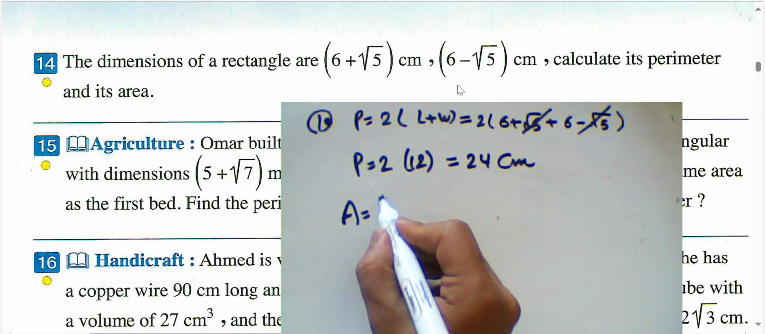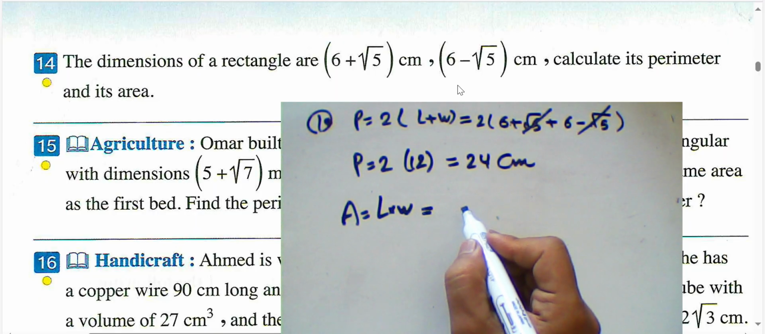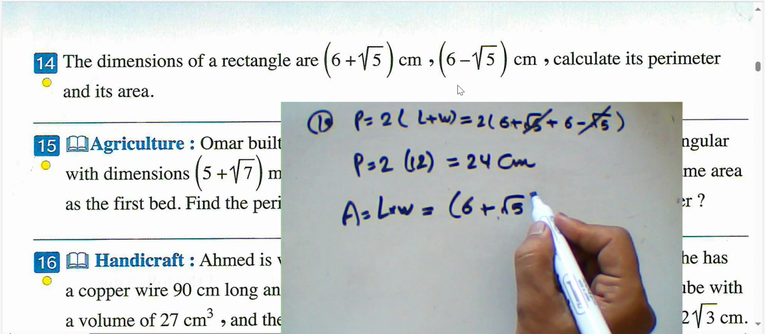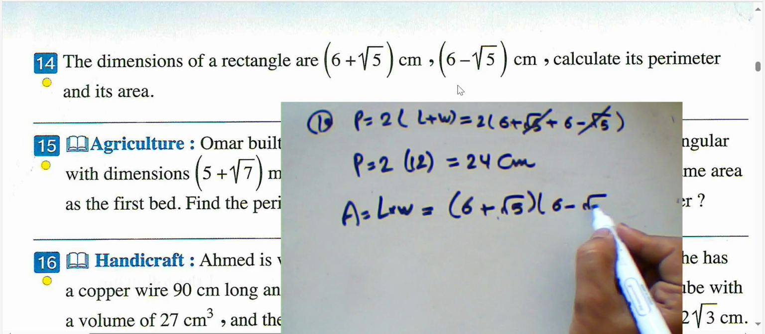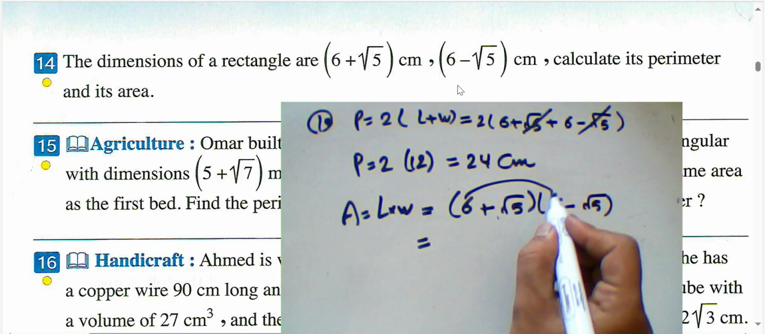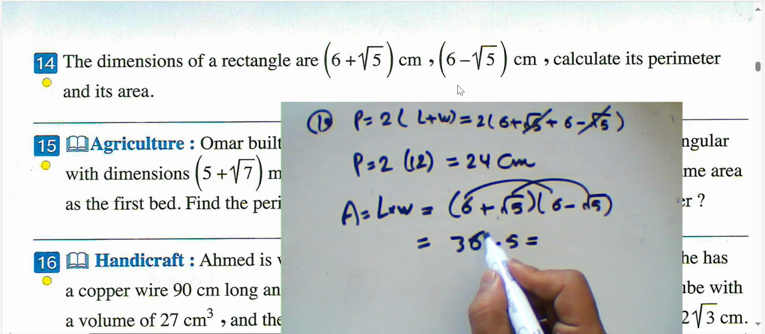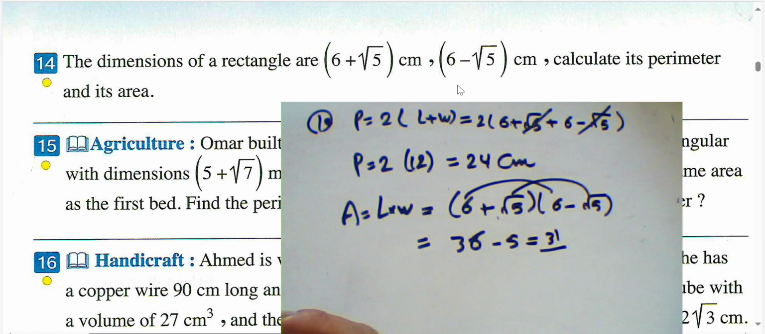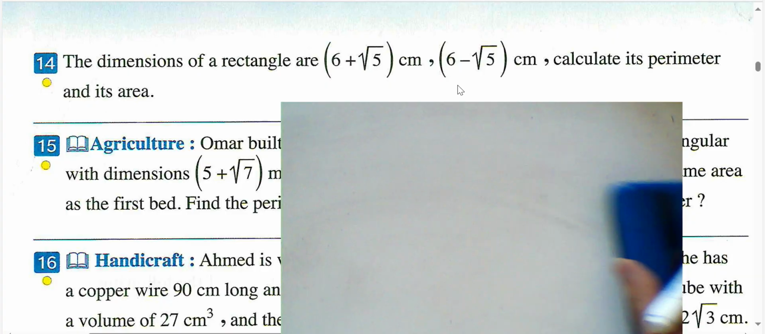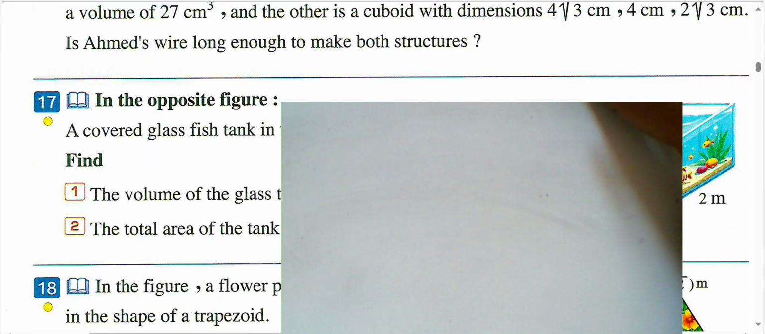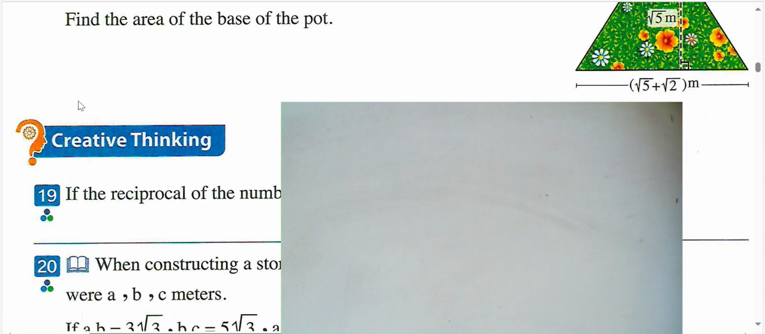And the area equals length times width. The length here is 6 plus root 5, multiplied by the width, 6 minus root 5. We can write 6 times 6 equals 36, and root 5 times negative root 5 will be negative 5. 36 minus 5 will be 31 square centimeters for the area, and here the perimeter. Okay, all these questions I solved in the book, and I solved it in the last video. You can see the video to solve it.